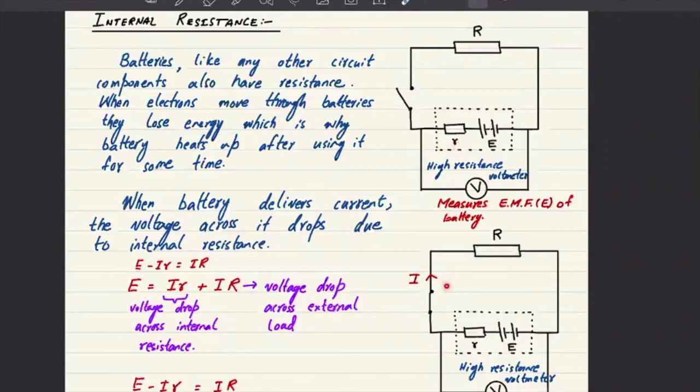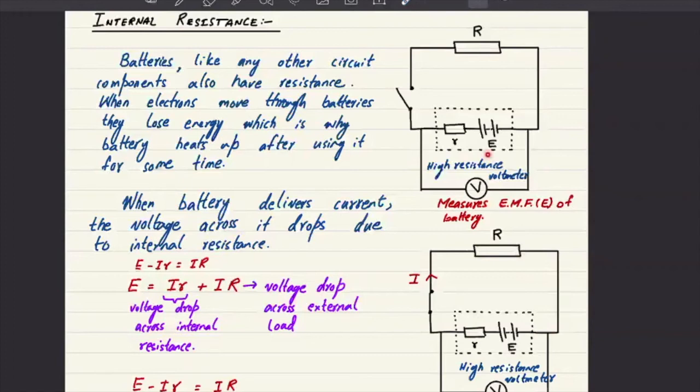But when you close the switch and the current starts flowing, then there will be a drop across the internal resistance. And after that drop, a new voltage appears across the ends of the battery, and that is called the terminal potential. So the voltage drop is how much it decreases, and then after that decrease, the voltage that appears across the ends of the battery is called the terminal potential.